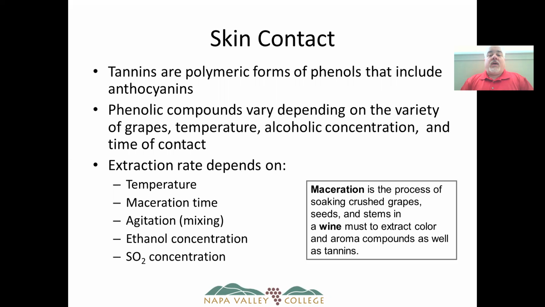Phenolic compounds vary depending on the variety of the grapes, the temperature, the alcoholic concentration, and the time of contact, specifically skin contact. And how these phenolic compounds are extracted from the skins depends on the temperature at which you are performing the fermentation, the maceration time, we'll get into maceration in just a second, the agitation or mixing process, the alcohol or ethanol concentration, and the SO2 concentration.